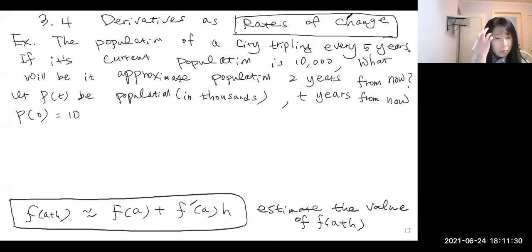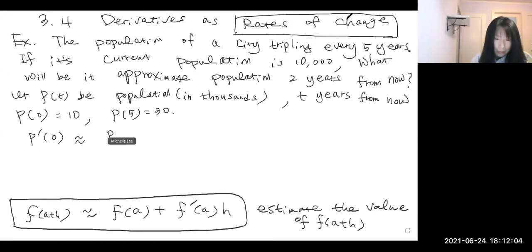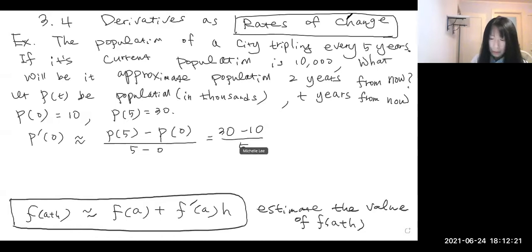Now, how about P of 5? 30. Excellent. Now, let us estimate P prime of 0. P prime of 0 is approximately P of 5 minus P of 0 over 5 minus 0. So P of 5 is 30, minus 10, P of 0, over 5. Can you please calculate this one? 4. Excellent.